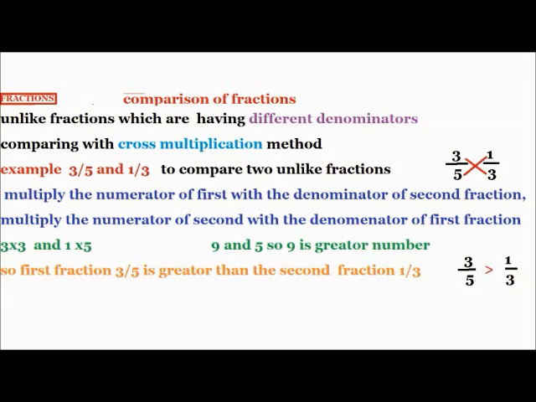For unlike fractions, which have different denominators, we use the cross multiplication method to compare them. 3/5 and 1/3 are two unlike fractions. So multiply the numerator of the first with the denominator of the second fraction, that is 3 into 3, and multiply the numerator of the second with the denominator of the first fraction, that is 1 into 5. 3 into 3 is 9 and 1 into 5 is 5. So 9 is the greater number. Then by seeing this, we can say that 3/5 is greater than 1/3.